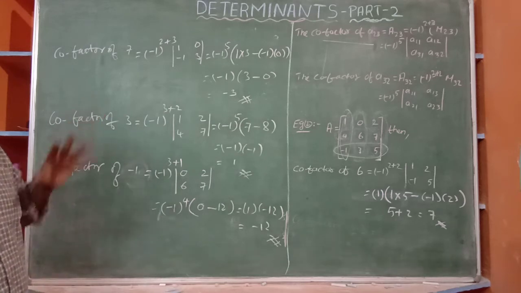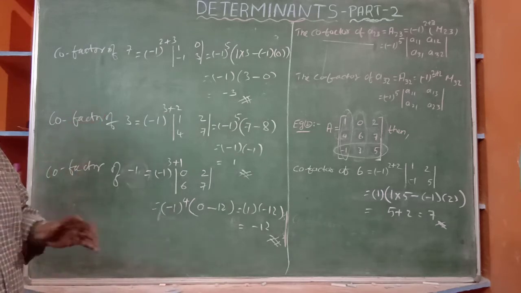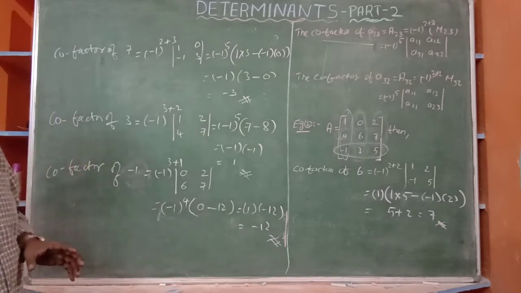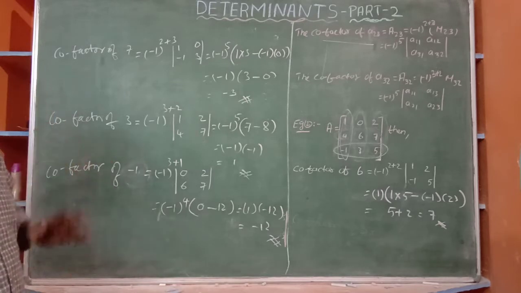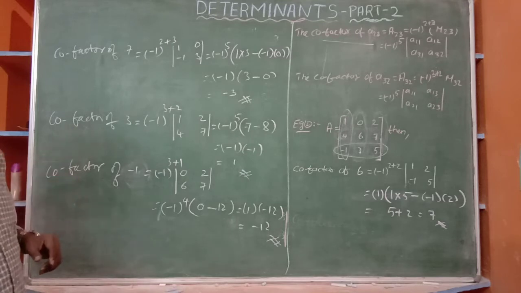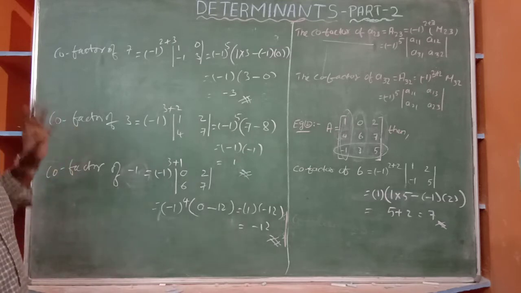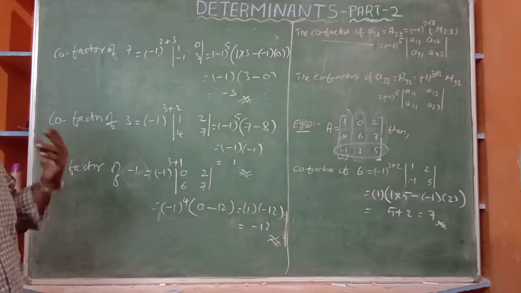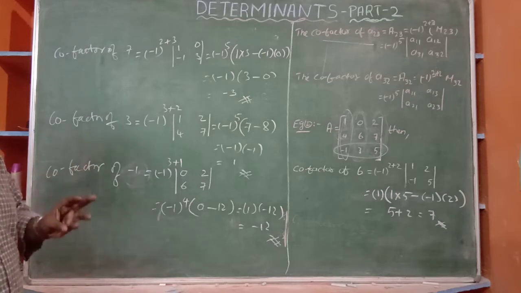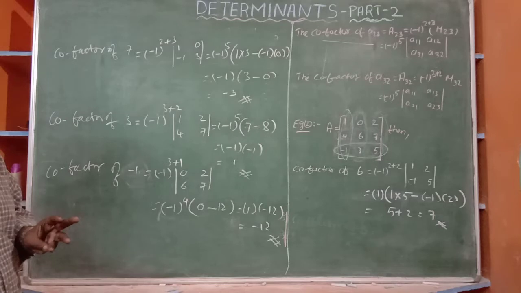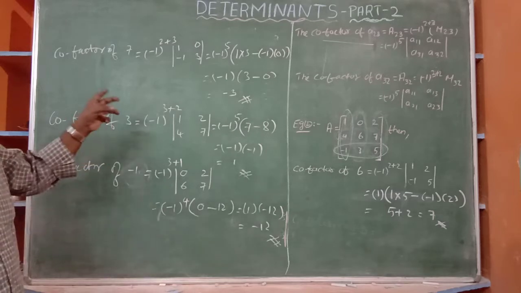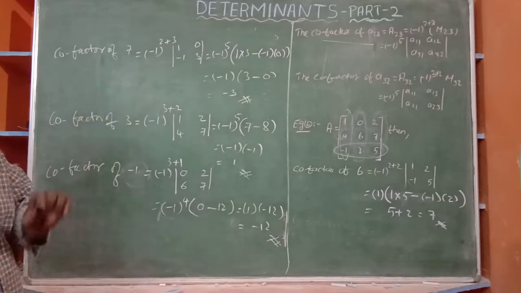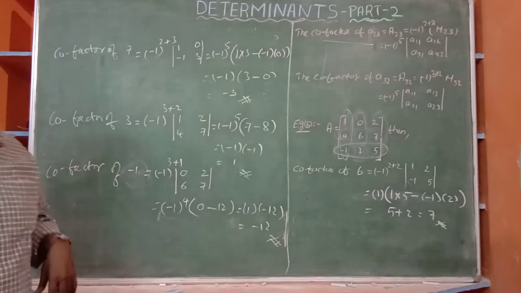Like that we have to find the cofactors of any element. So now in this part 2 of determinant, we learned about the cofactor. Before that, minor, and before that, the determinant of a 2 by 2 matrix. Then minor. Now it is a cofactor. Don't confuse. Very simply you take it. Okay.